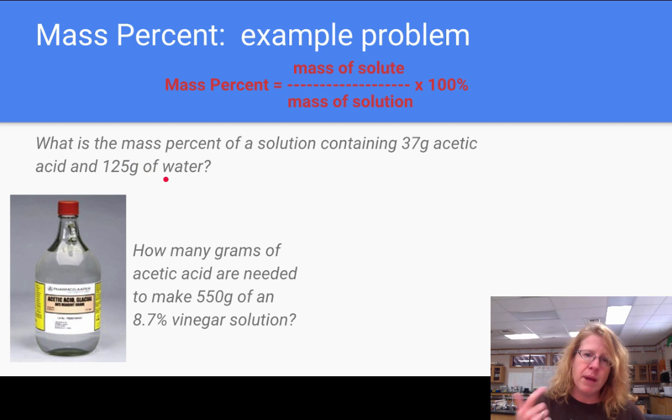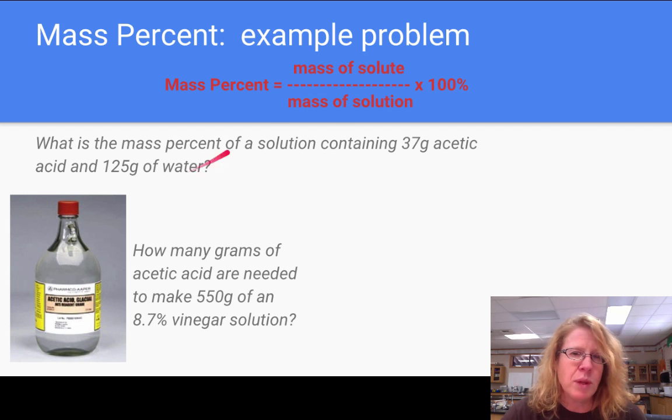Is this mass of solute, mass of solution, or mass percent? Well, it's not mass percent. It's one of the two masses. It's not mass of solute because it's water. And it's really not mass of solution either. This is one of those little trick questions here.